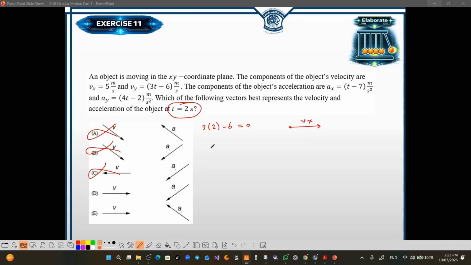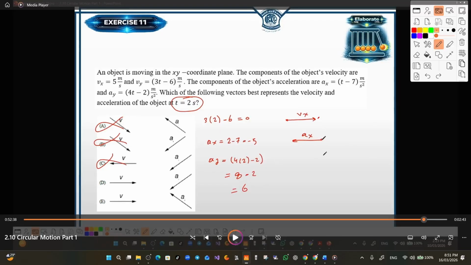So let's find what will happen to the acceleration. The acceleration along the x-axis is given by 2 minus 7, which means minus 5. What about the acceleration along the y-axis? We just substitute the time there: 4 times 2 minus 2 equals 8 minus 2, which is 6. Therefore the direction of ay is upward. Since ax is to the left and ay is upward, then a will be the diagonal of the rectangle formed by ax and ay. The direction of a will be exactly in this way, which means that E is the correct answer.